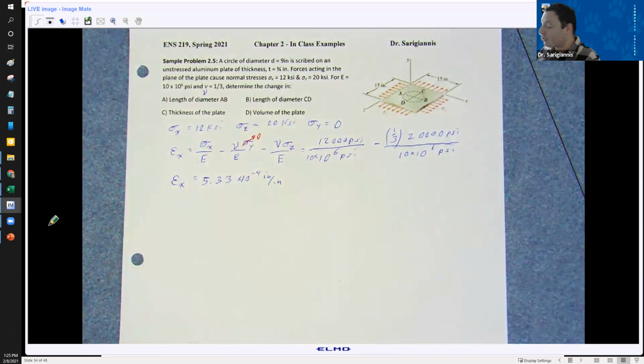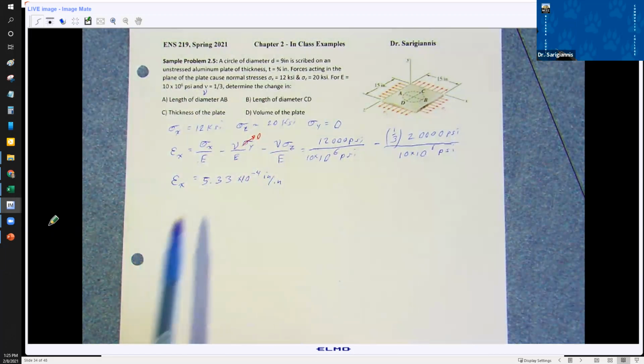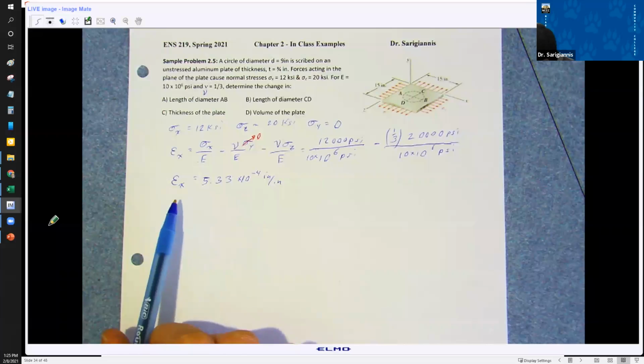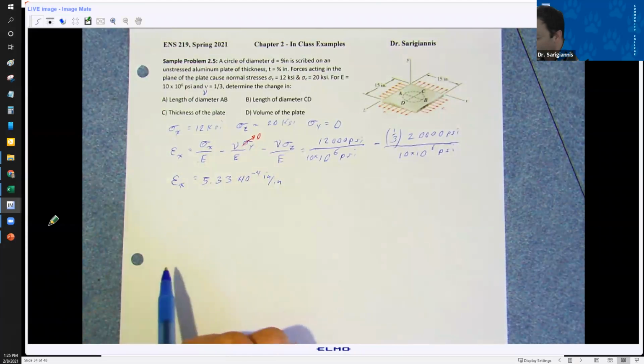Now, the inches are going to cancel out, but the nice thing about doing this is to remind yourself about the units you're working in. Inch per inch, meter per meter.